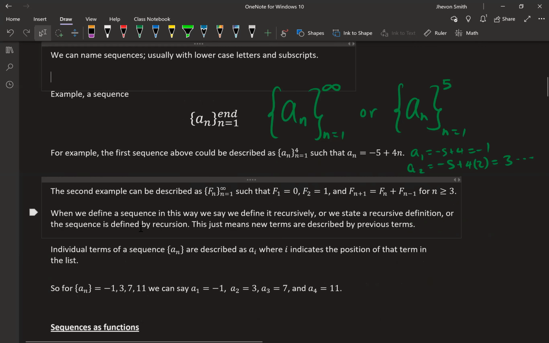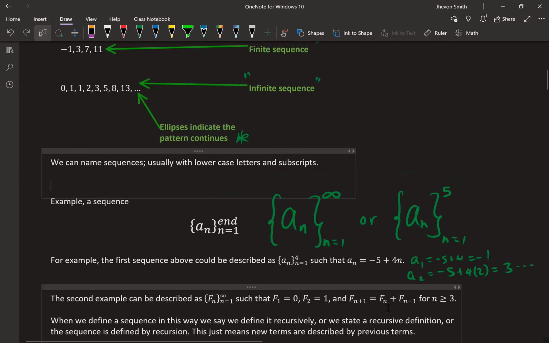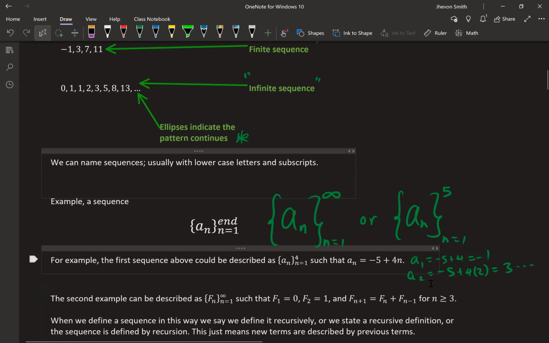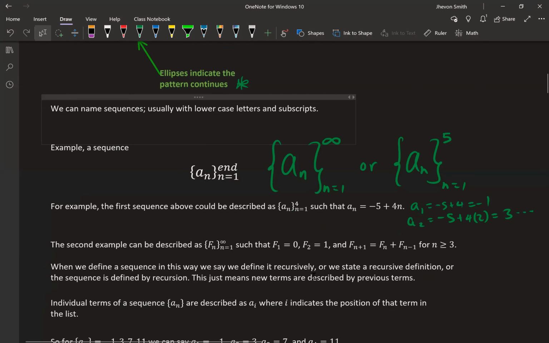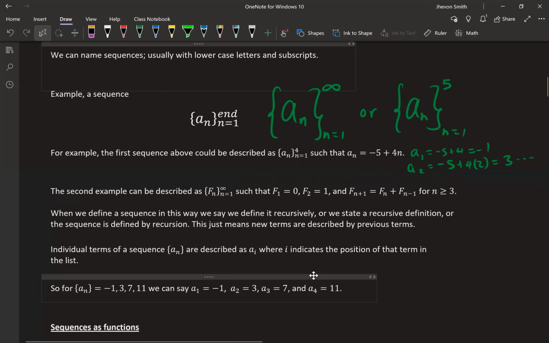Okay, so that's all a sequence is. It's just a list in a definite order. There is some formula. Usually in a math class, we are thinking of some specific formula in our heads when we're writing down the list. And that's all that is. A sequence is just a list where there's some sort of mathematical underpinning.